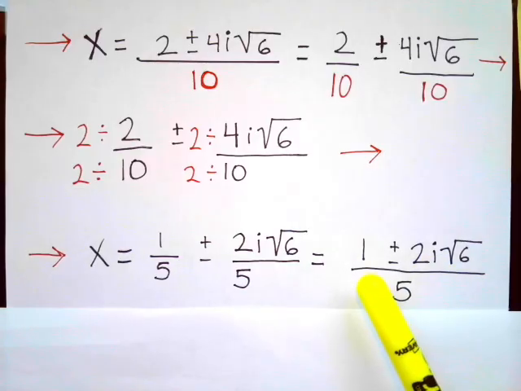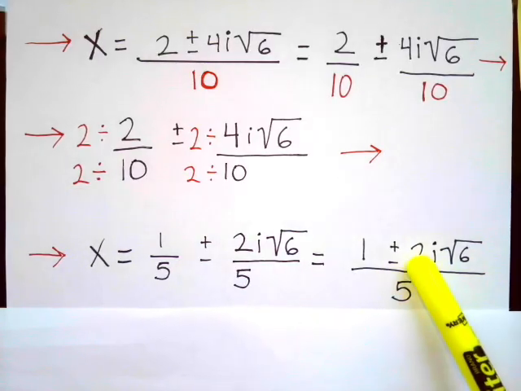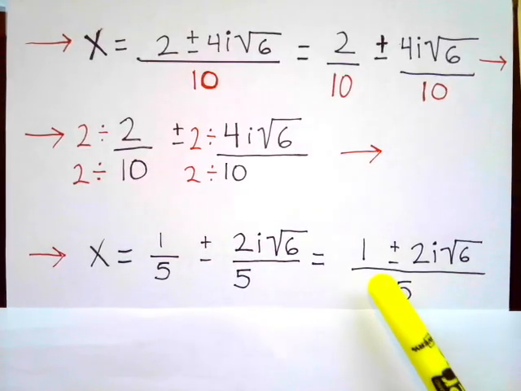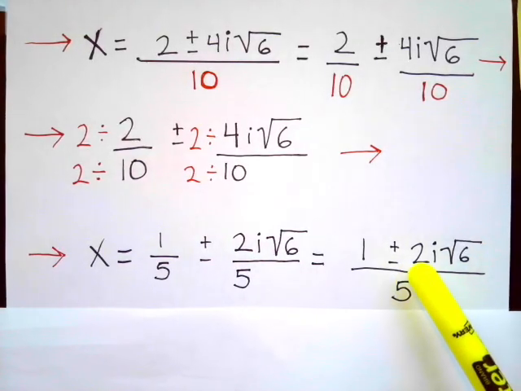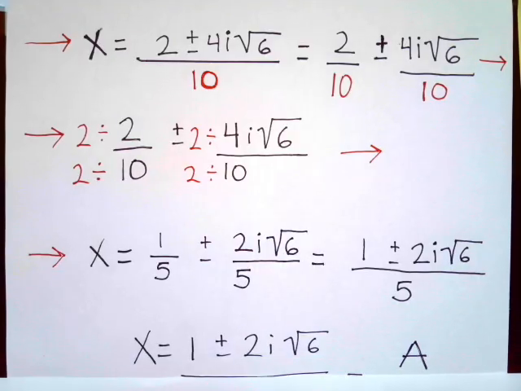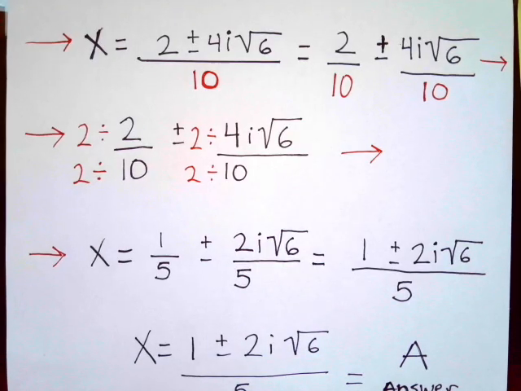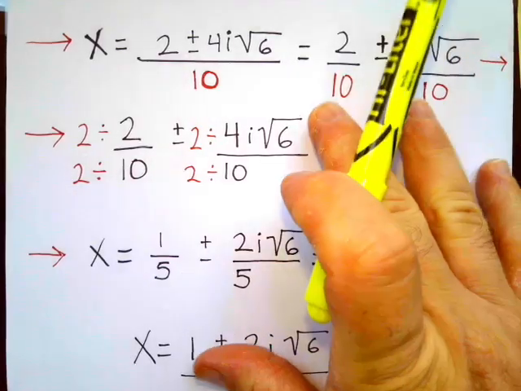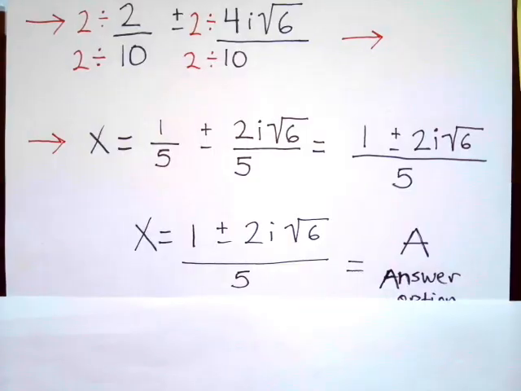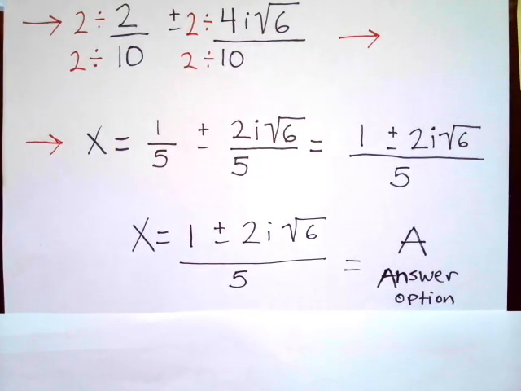Okay, so what does this mean? This means 1 plus 2 times i times the square root of 6, all divided by 5. And this means 1 minus 2 times i times the square root of 6, all divided by 5. And so your answer, that's a little bit sloppy, your answer option will be A. So you go back and take a look at video number 1, A.